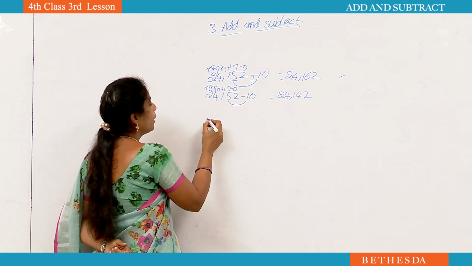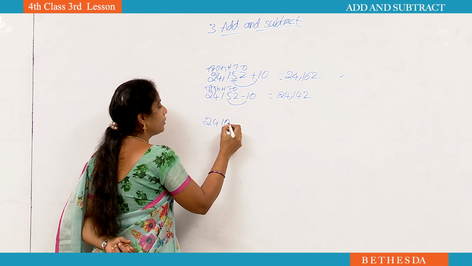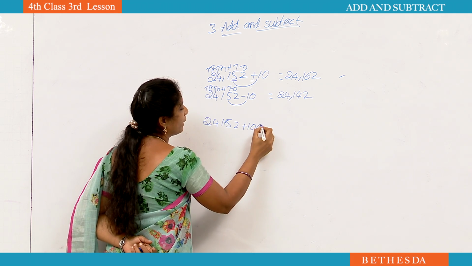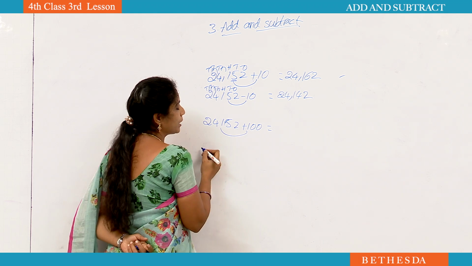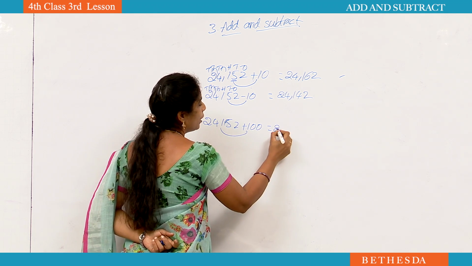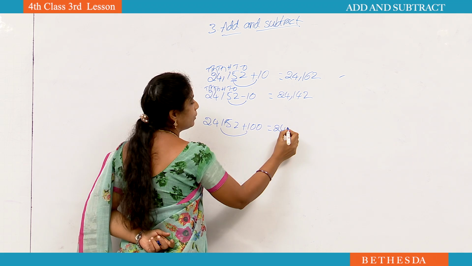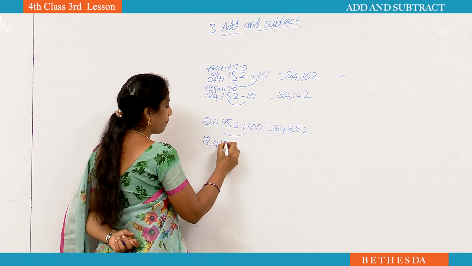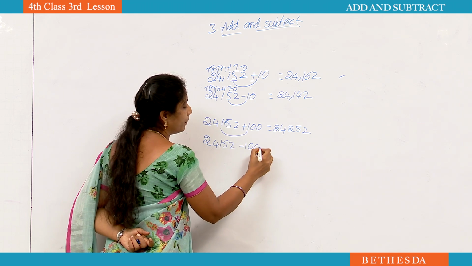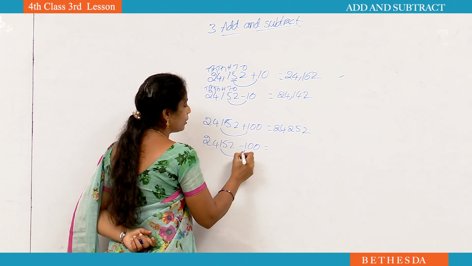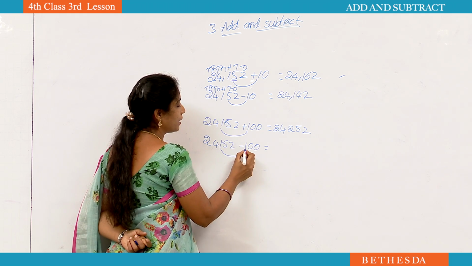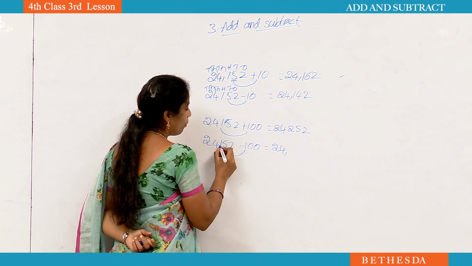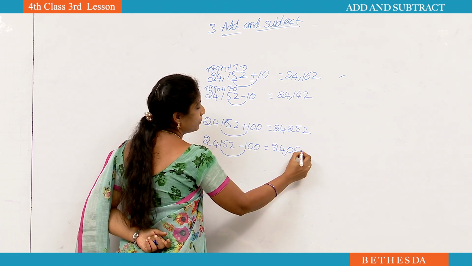Okay, like this only. If you add 100 to any number, only the hundreds place will change. 24,000, 1 plus 1, 2, so 24,252. If you subtract 100 from any number, only the hundreds place will change. 1 minus 1, 0. Remaining numbers we have to write: 24,000, 1 minus 1, 0, 52.